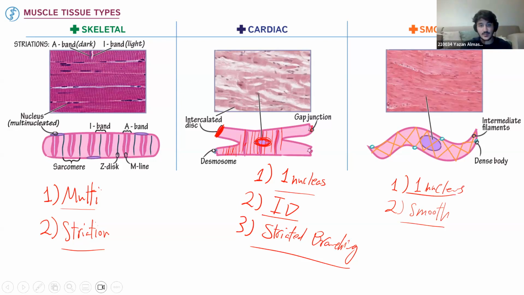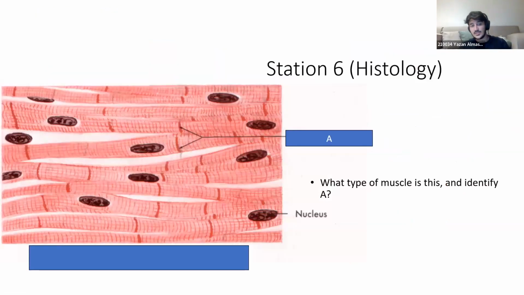Okay, what is this image showing? And what's structure A? It's the discs. Intercalated disc, yes.